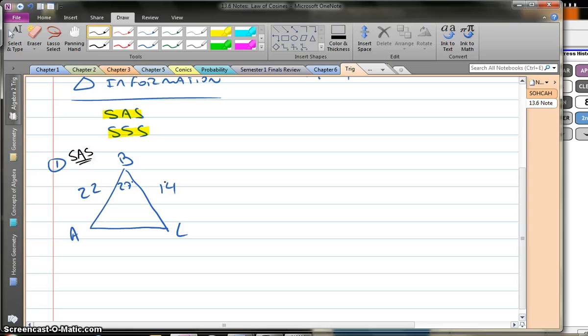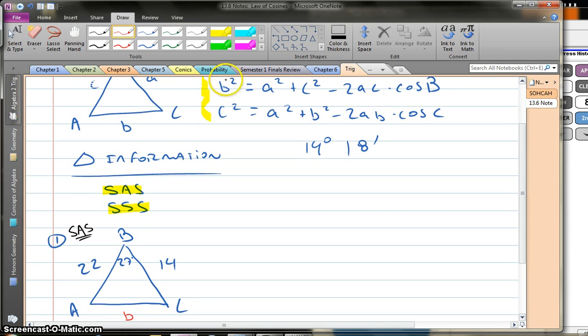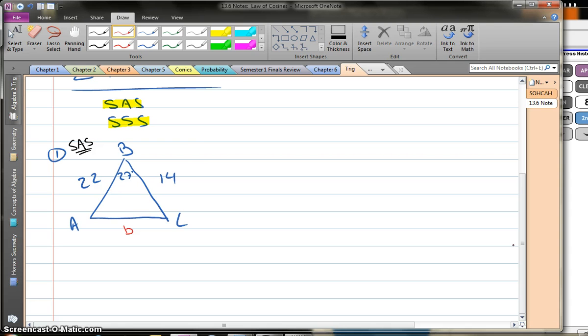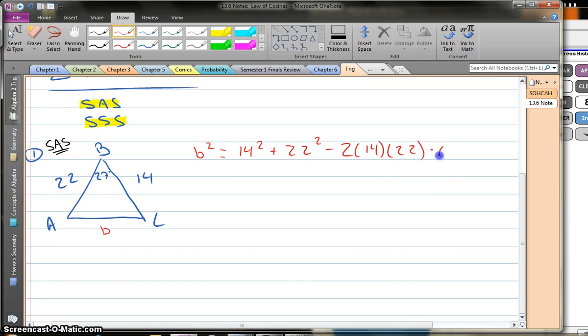Now we have to decide, what do we want to find first? Well, let's find side b. Because we're finding side b, we're going to use the second formula here. We're going to match up our pieces and set it up. So I have b squared is equal to a squared plus c squared minus 2 times a times c times the cosine of my angle, which is 27.